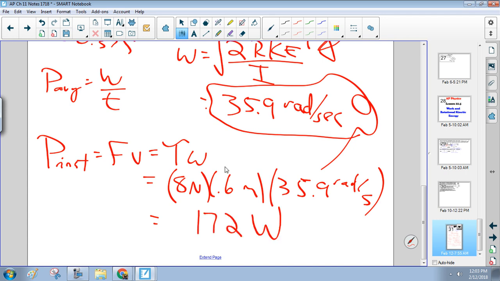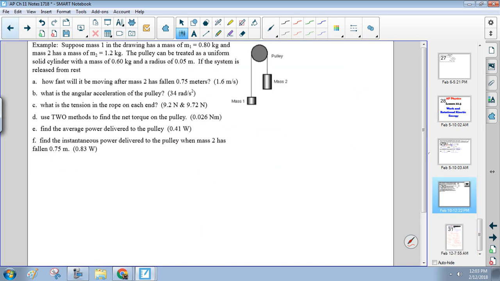Okay, so not a whole lot there that's super enlightening, but you can certainly do work to change the rotational kinetic energy of a thing. All right, so let's go back and do another example.